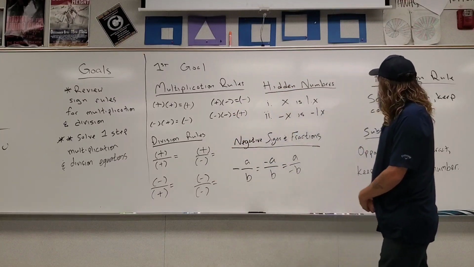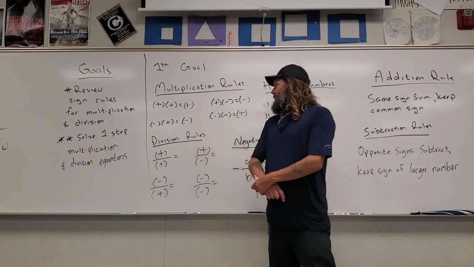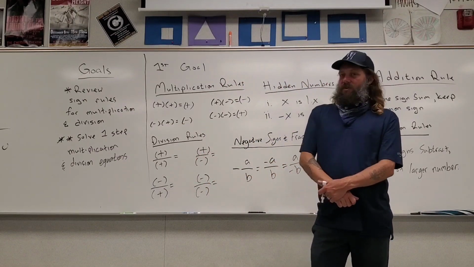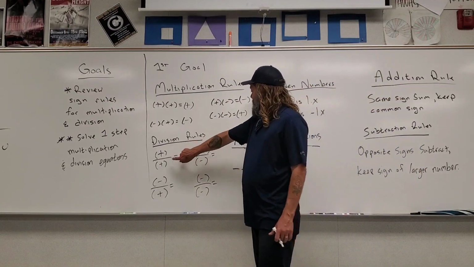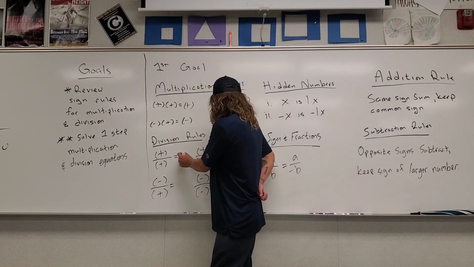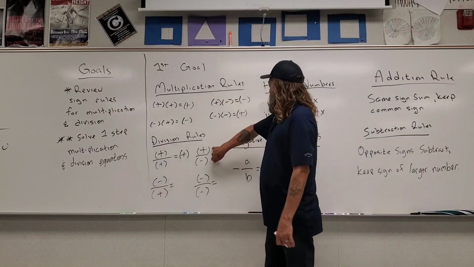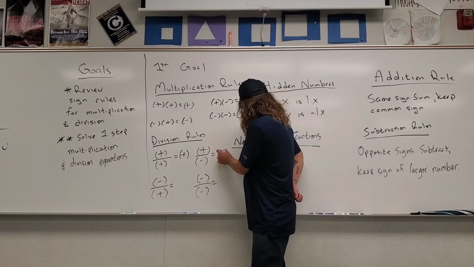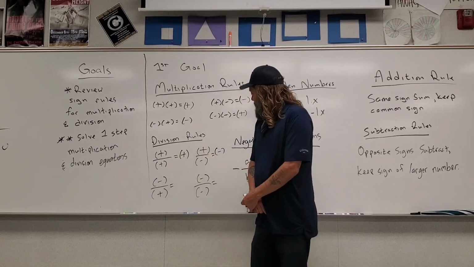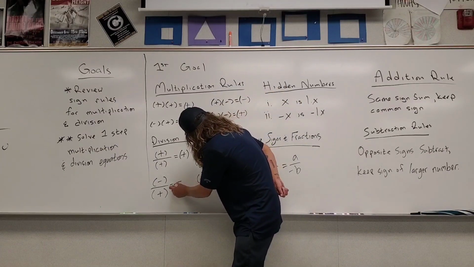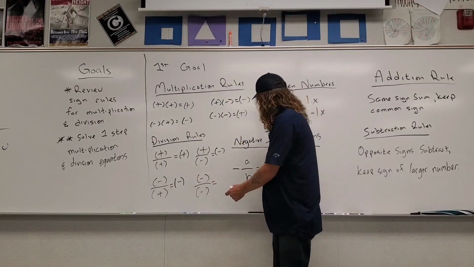Okay. So again, we're going to need these rules to solve our one-step multiplication and division equations. So this is why we're reviewing it. Division rules: a positive divided by a positive, that is a positive. A positive divided by a negative, that is a negative. A negative divided by a positive is a negative. And a negative divided by a negative is a positive.